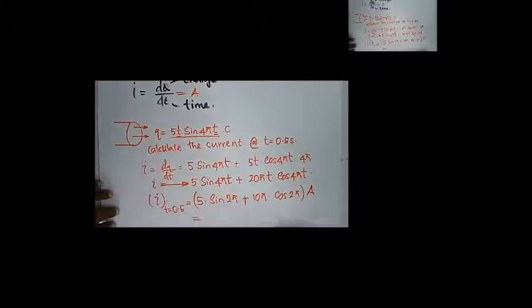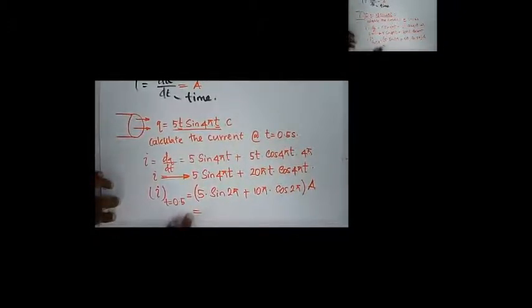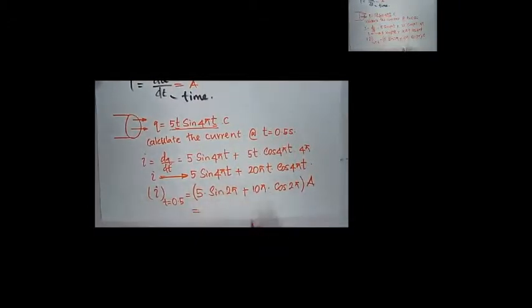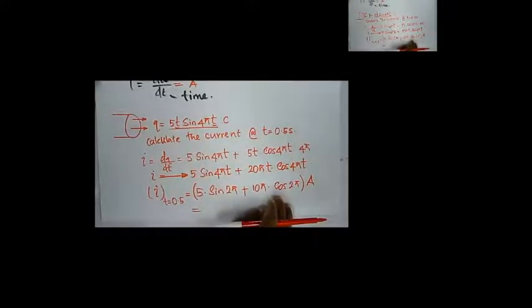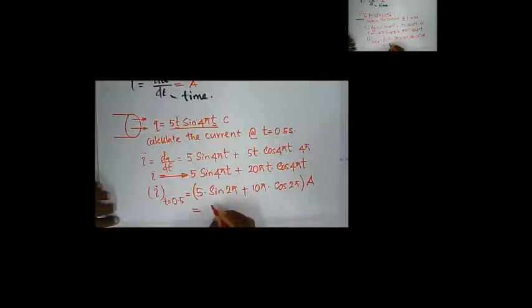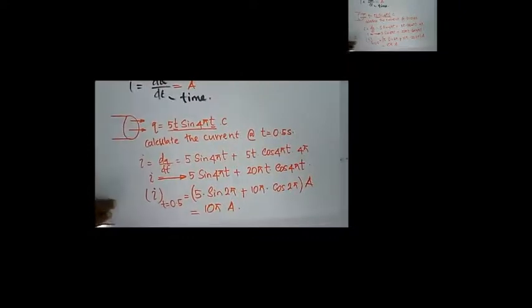You can easily substitute and write down the final answer. I will leave it to you. Just simplify the answer. You will have some pi values there, so you can substitute 3.14 or something. Your answer will be 10 pi, because sine 2 pi will be 0, so the current will be 10 pi amperes.